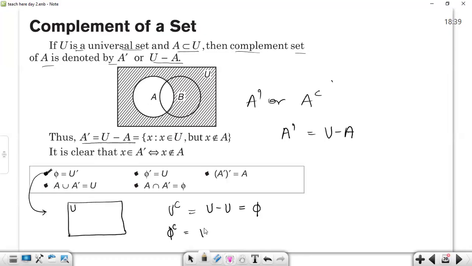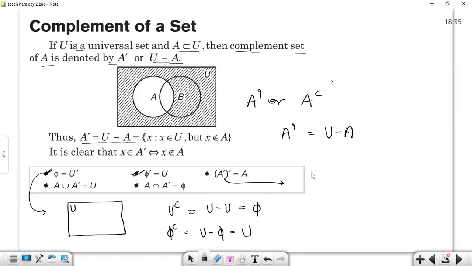Okay. So let's now take the complement of phi set. Phi is an empty set, U minus phi. So if we subtract nothing from the universe, what is left? Universe itself, right? If we extract nothing from the universe, what is left? Universe itself. So the complement of phi set is the universe. Is this clear? Yes, sir.